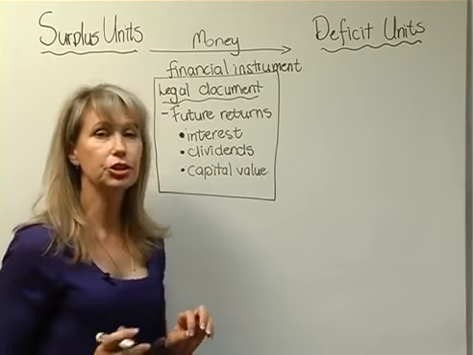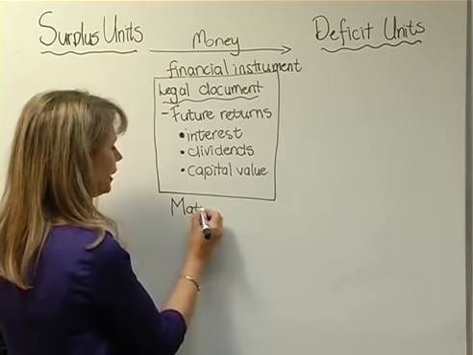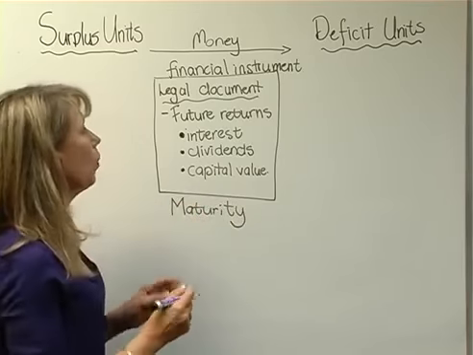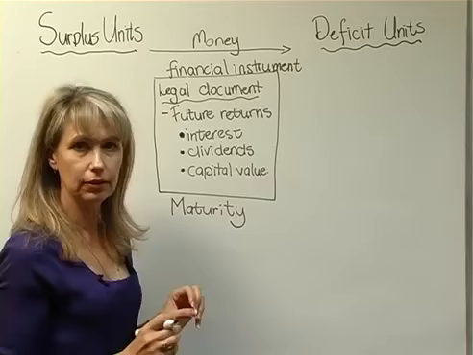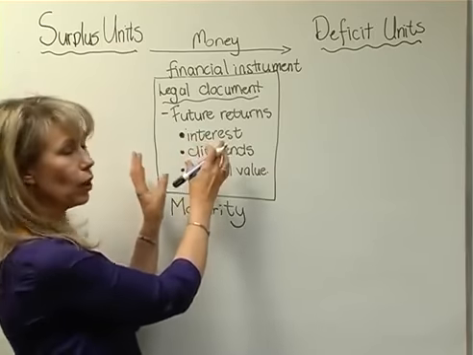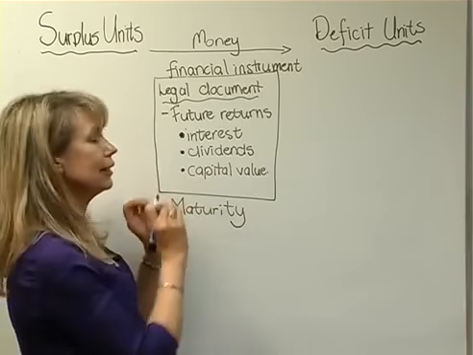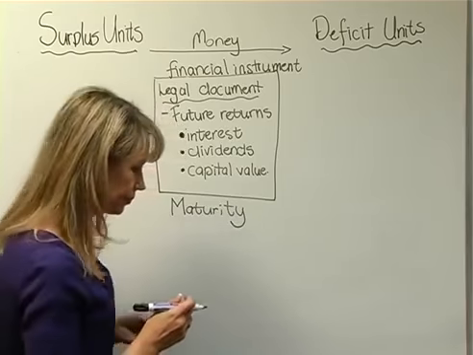Usually a financial instrument will also have some indication of maturity. So it will say when this instrument is going to expire. It will tell you when you are going to get interest, and it will also tell you when you are going to get the capital value back, if you are going to get it back in the future.